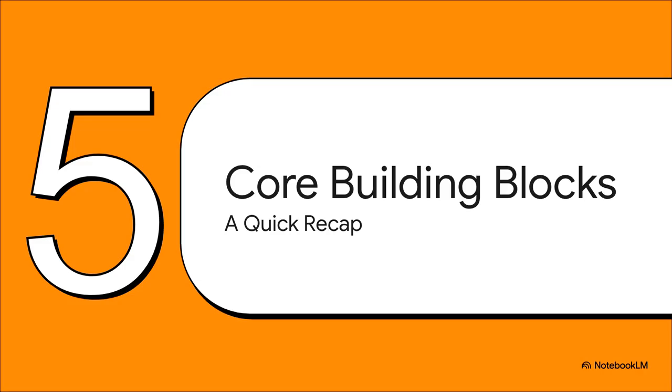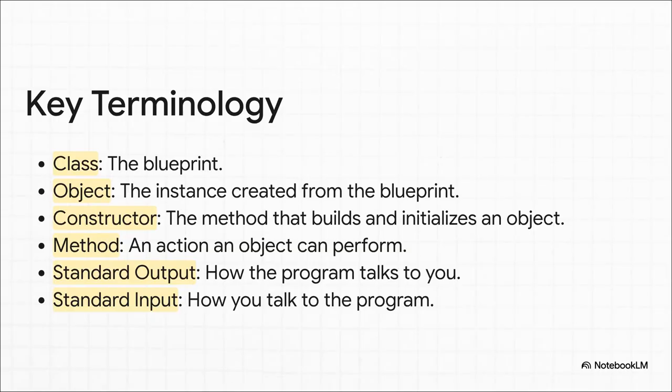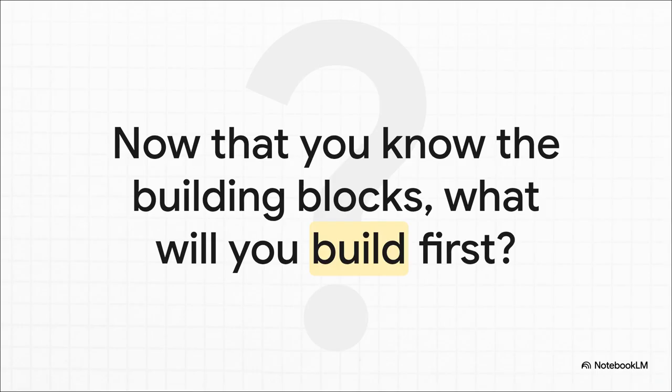We have covered a lot of ground here, from an idea all the way to an interactive program. So let's just do a quick fire recap of these core building blocks we've been talking about. Let's lock this in. The class, that's your blueprint. The object, that's the actual thing you build from the blueprint. The constructor is the special method that does the building. A method is any other action the object can do. Standard output is your program talking to you, and standard input is you talking right back to it. You get these 6 ideas, and you've basically got the foundation of all of Java. And really, this is where all the fun starts. You've just seen the fundamental Lego bricks for building just about anything you can imagine in Java. We've laid out all the pieces, so there's really only one question left. Now that you know the building blocks, what are you going to build first?